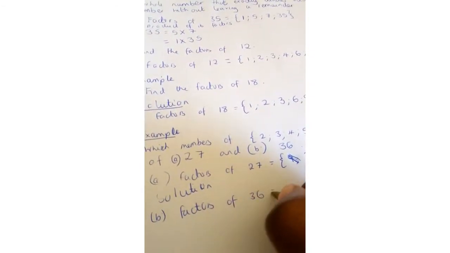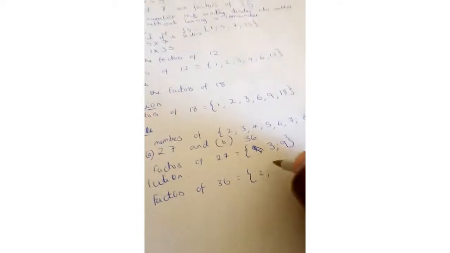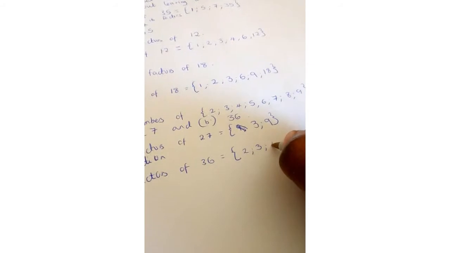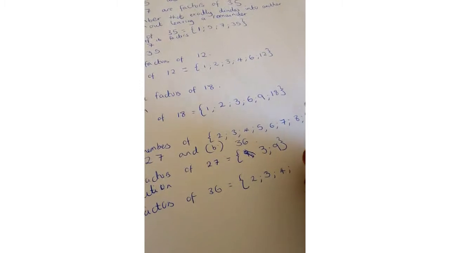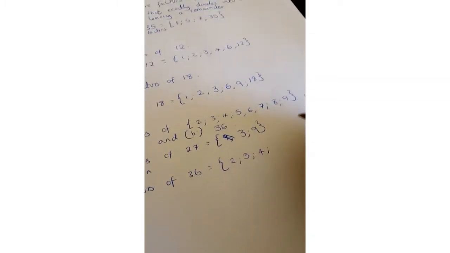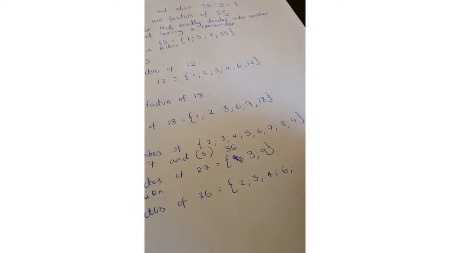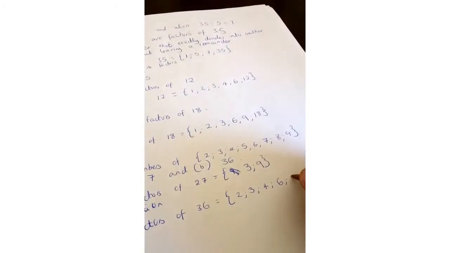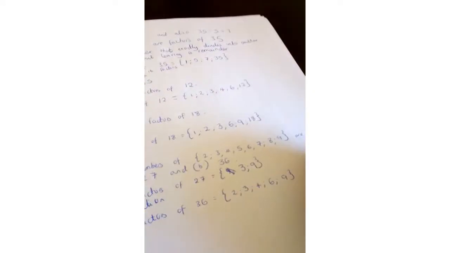Of 36. Is 2 a factor? Yes, 2 into 36, it's 18, right? Is 3 a factor? Yes, 3 is 12. Is 4 a factor? Yes, 4 into 36, it's 9. Is 5 a factor? No, 5 leaves a remainder. 6, yes, 6 into 36, it's 6. 7, no, 7 leaves a remainder. 8 leaves a remainder, but 9 is also a factor. So these are the factors of 36.